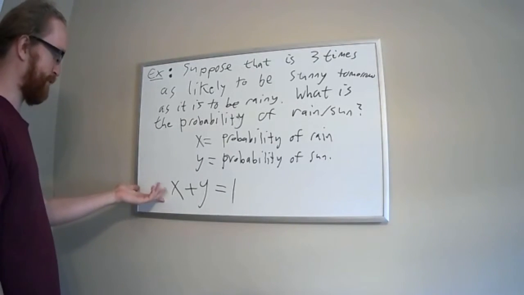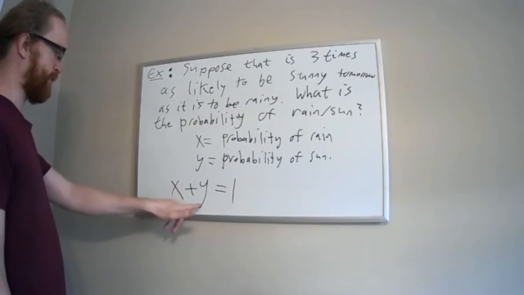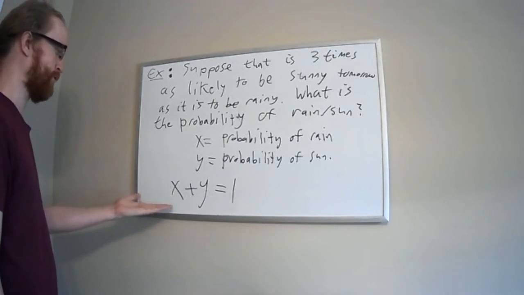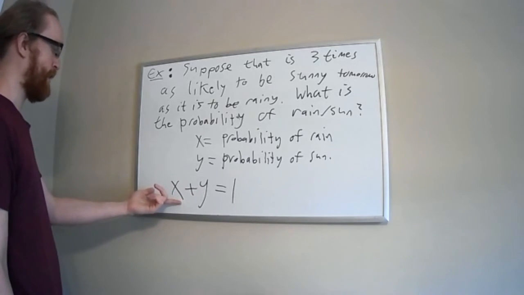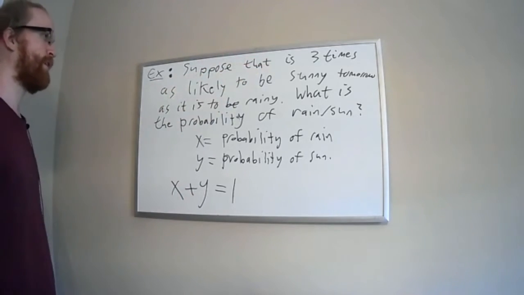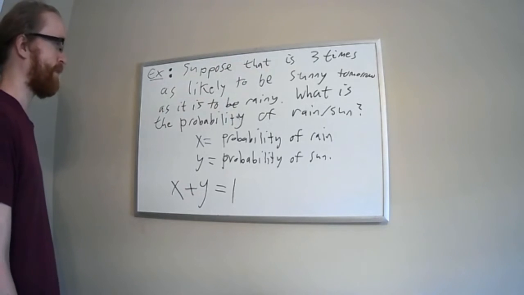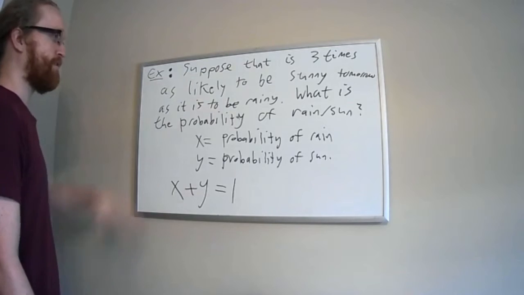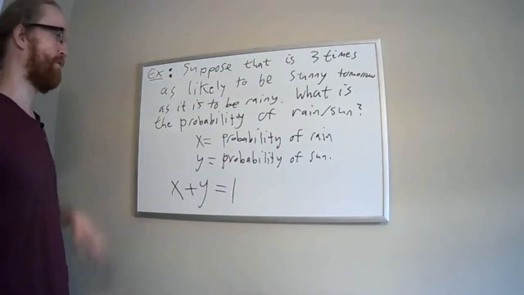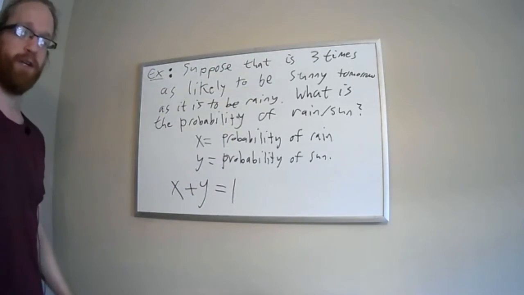We're a little in trouble though, because I can't solve one equation with 2 variables like this. There's infinitely many solutions to this. Something else then that I need is this other bit of information which I haven't used. It's 3 times as likely to be sunny as it is to be rainy. So I want to translate that statement into math with these variables so that then I have another equation.